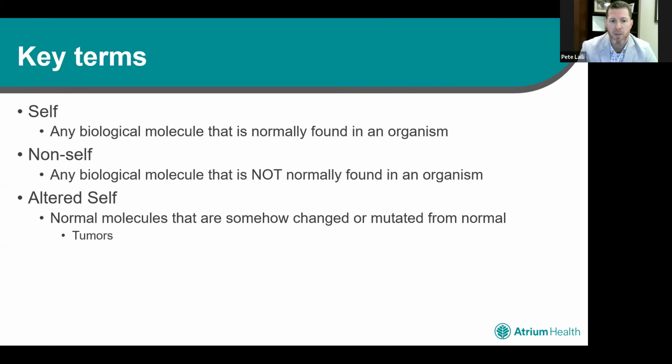These are normal molecules in the body that somehow change for one reason or another, or are mutated from normal. When we think about this, we normally think about tumors. If you have a mutation that leads to a tumor-producing protein, those proteins are going to be different than what your body's normally used to, which allows us to have an anti-tumor type immune response.